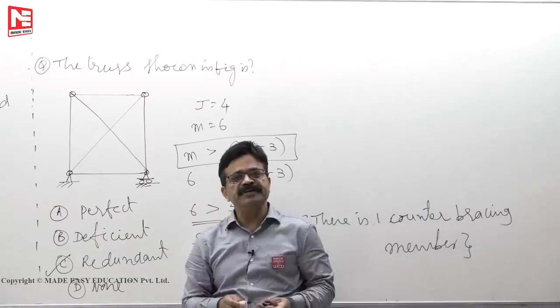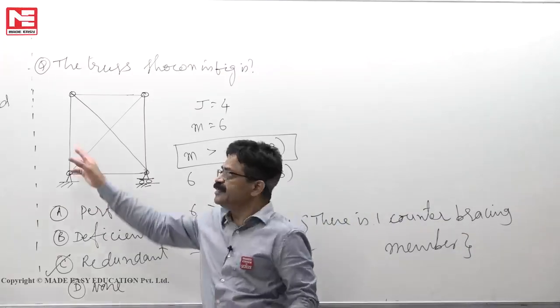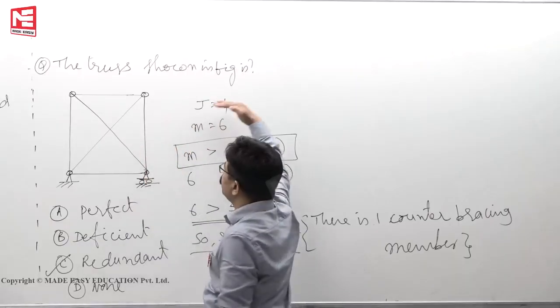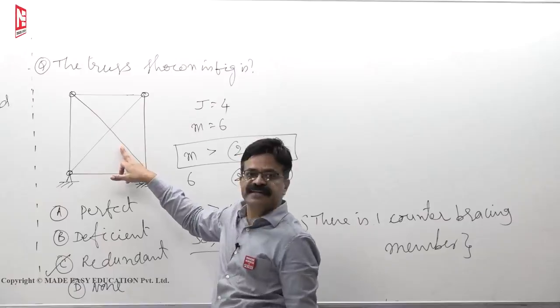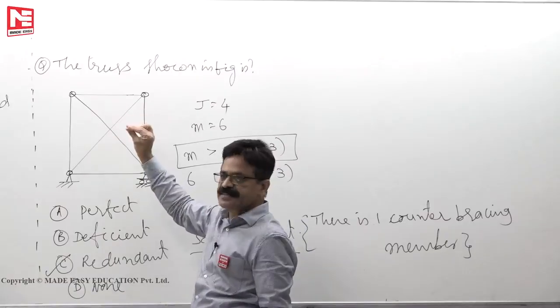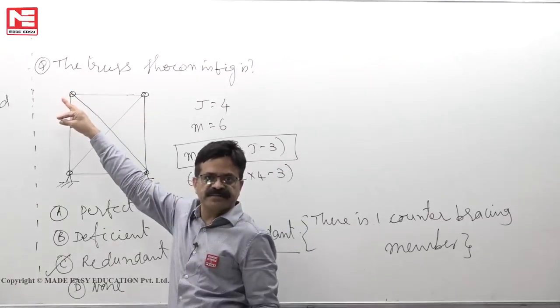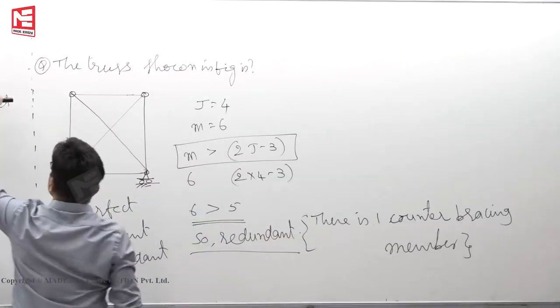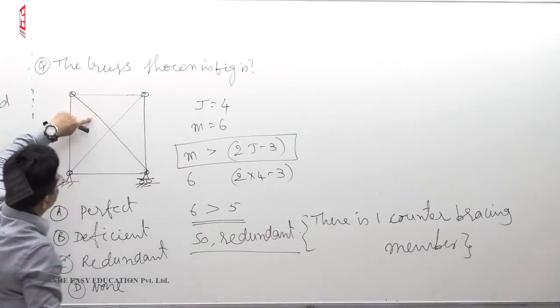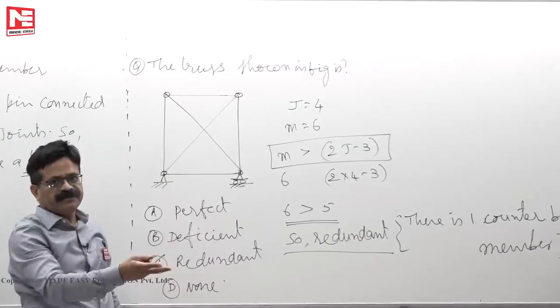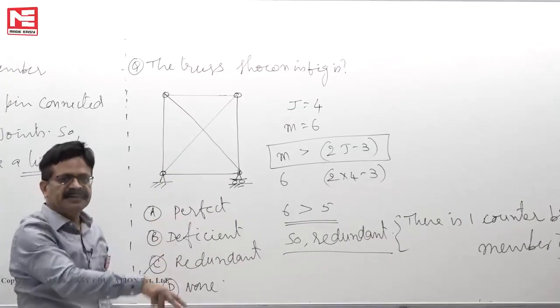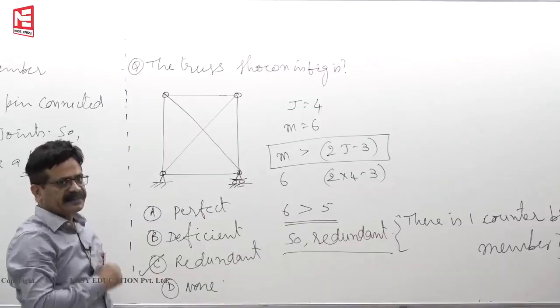Then which member behaves like a counter bracing? It depends on the type of loading. If a load comes like this, this will be under compression, this will be under tension. If this collapses, then this becomes the counter bracing. Now if force is applied this way, let us say this fails, then this will act as a counter bracing. One will act as a counter bracing if the other member fails, like that.